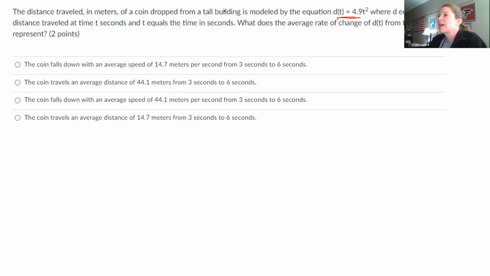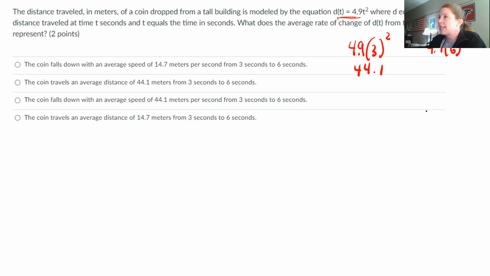All right, so what do we do? So basically, we are going to plug in these two values for T. So the first thing we're going to do is say 4.9 times 3 squared. And then we're going to do 4.9 times 6 squared. So we're going to plug those right in our calculators. So 4.9 times 3 squared is 44.1. And then the other one is 4.9 times 6 squared.